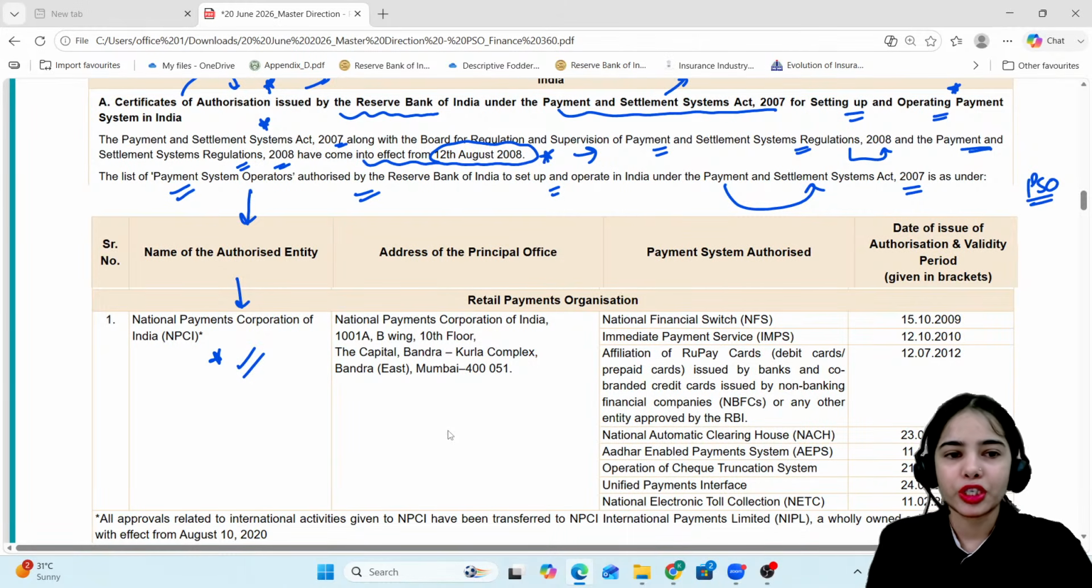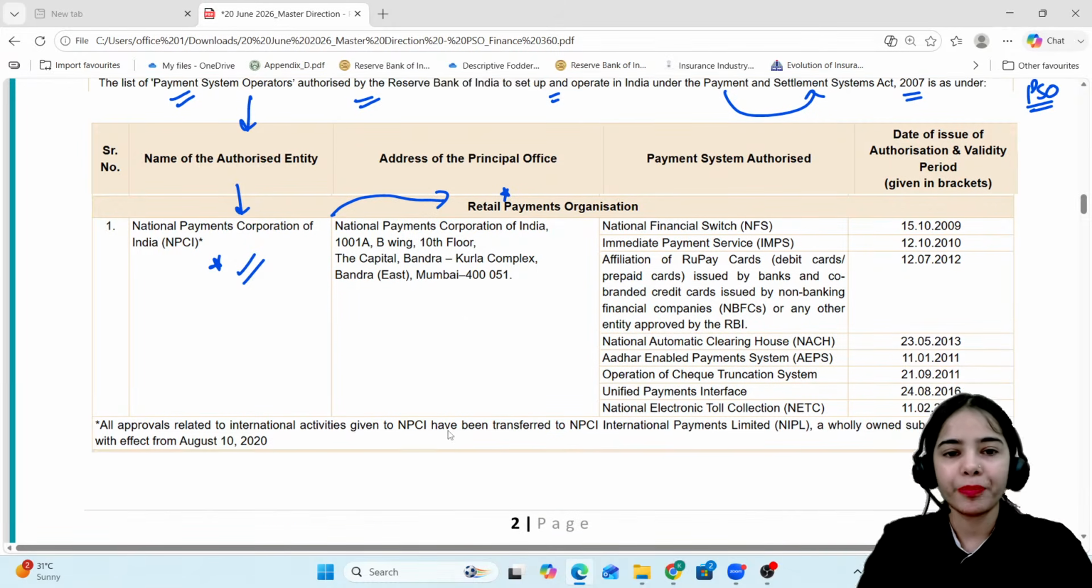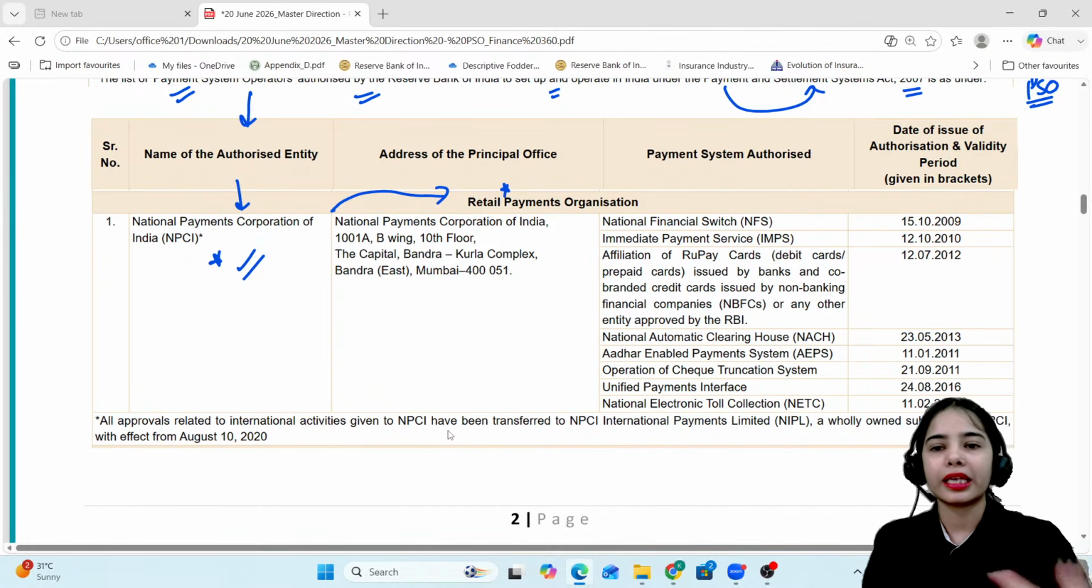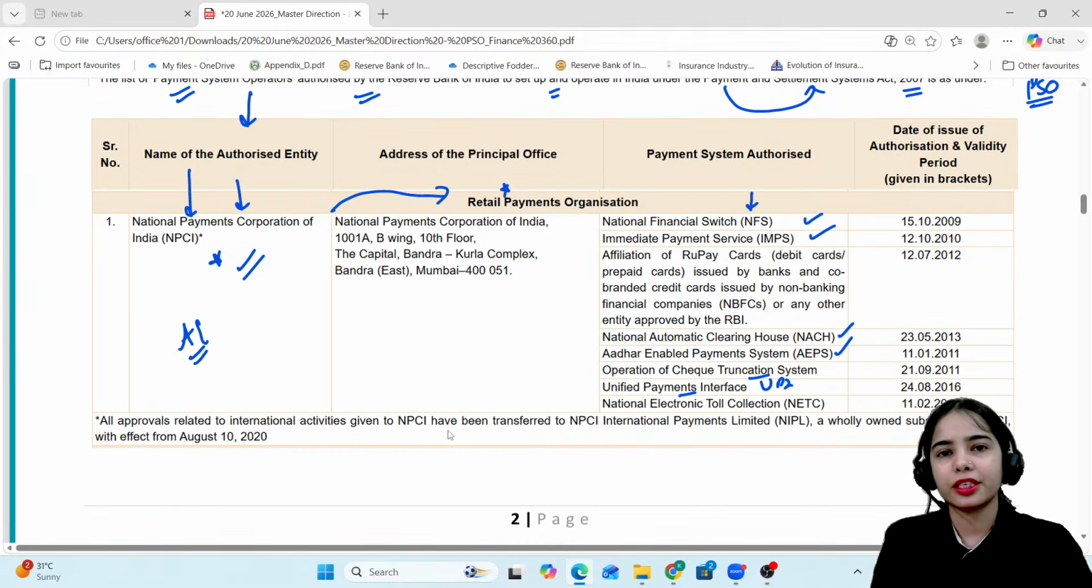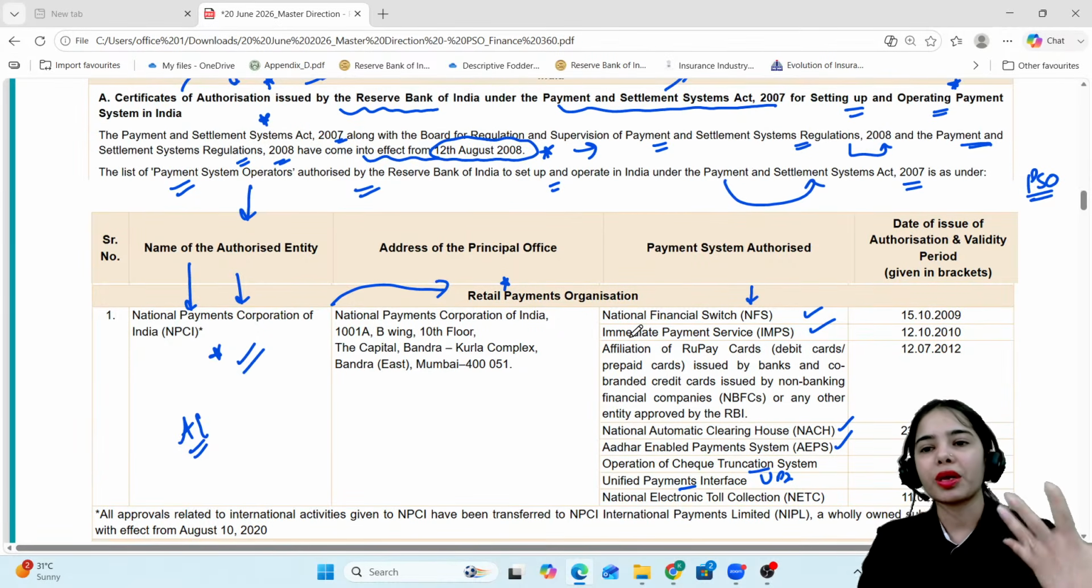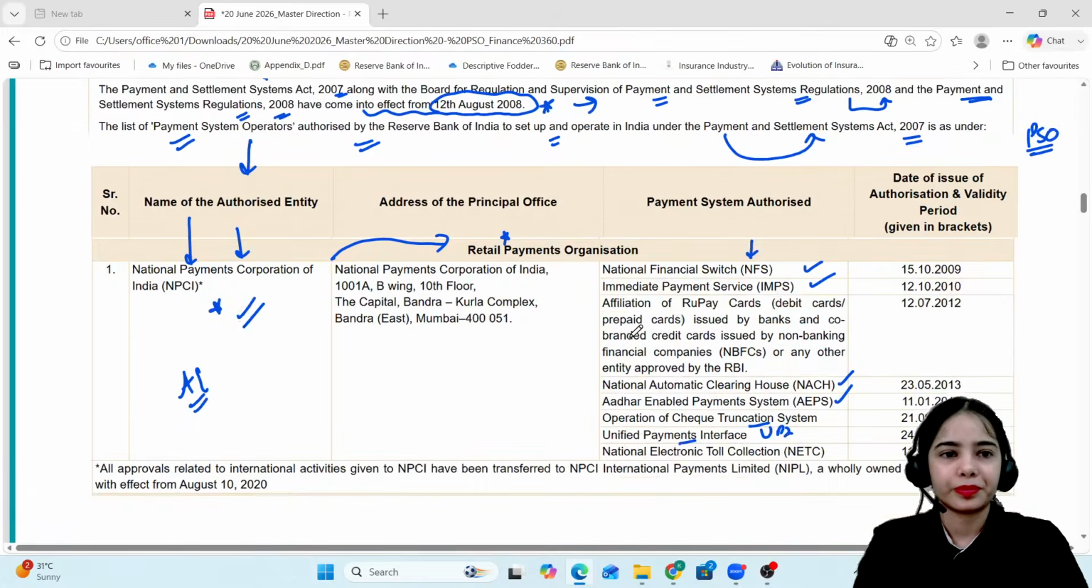So National Payments Corporation of India has the authority to release the retail payment systems. Okay, so here the NPCI has released NFS, IMPS, NACH, the Aadhaar enabled payment system. Operation of the check truncation system is under the NPCI. Unified Payments Interface, that is UPI. So there are multiple different payment systems released by the NPCI, which is the authorized entity that has the certificate of authorization so that it can release these payment systems. Okay, so that is the idea.